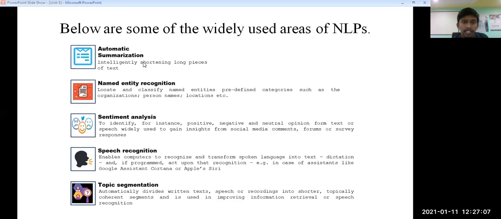Okay, so it intelligently shortens long pieces of text. So if you're having a paragraph or 100 lines of text, it can be summarized into 1 or 2 lines by using your automatic summarization. How that can be done, all those things we can see in the earlier sessions when we were talking about your syllabus. Okay. Yeah. So as I said previously, another application is named entity recognition.